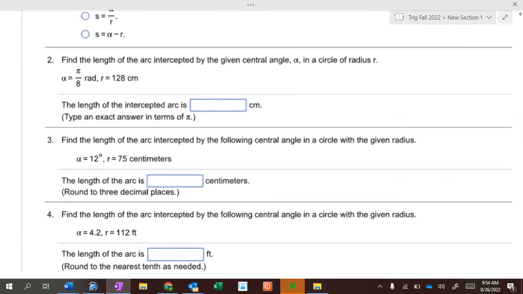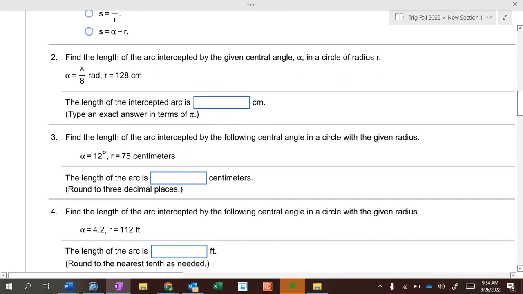Okay. So let's just do a few more problems, make sure we understand this, and when to use which formula. Now, if you see radians, use the trig formula. If they say the length of the arc intercepted by the central angle, that's arc length. Okay? So to find arc length, you do the trig formula. Well, the trig formula for arc length, which is S, equals pi over 8 times 128.